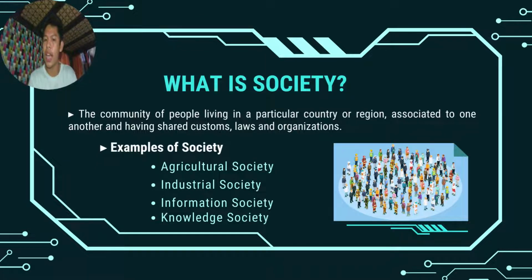We have here four examples of society. The first one is agricultural society. The next one is industrial society. The third one is information society. And the last one is the knowledge society.